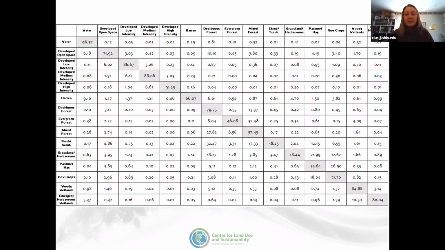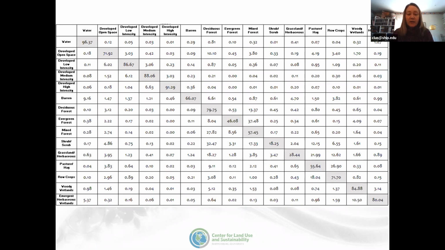If we keep looking down through this matrix, the class with the lowest agreement is the shrub scrub class, where the two editions agree across just 18% of the pixels in this category. In this case, the highest rates of confusion are with deciduous forest and mixed forest.